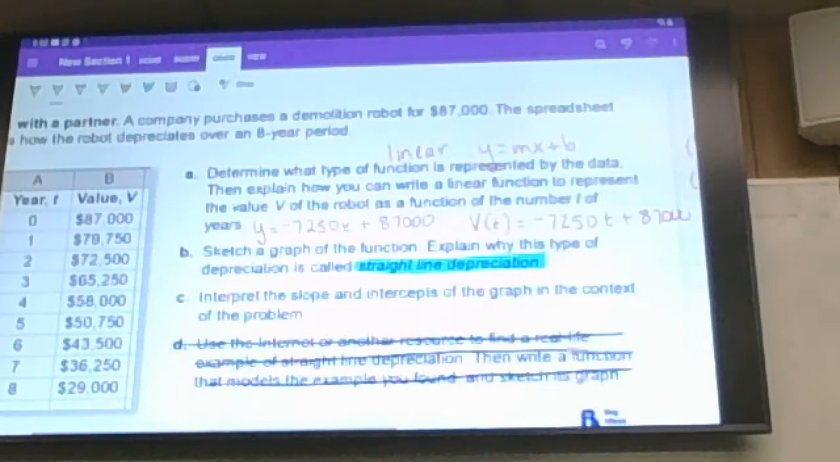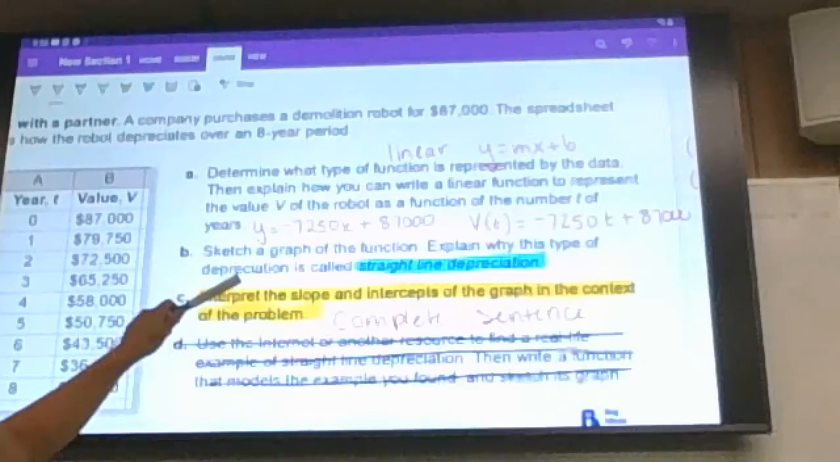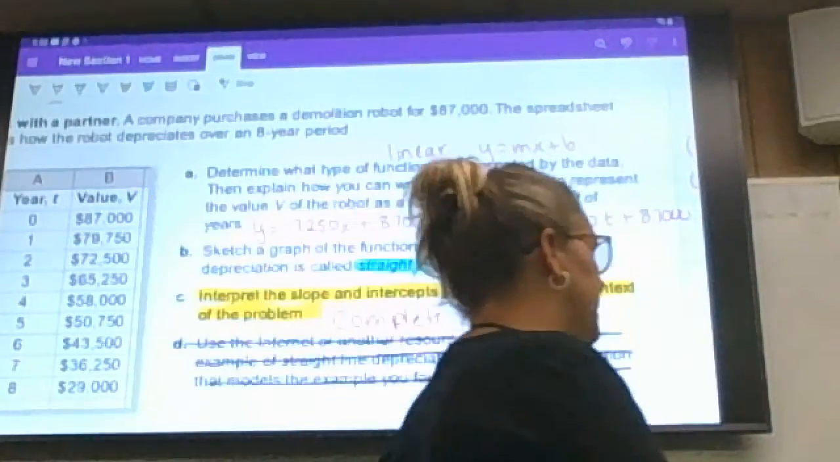Okay, so that's straight line depreciation. This is what's important for today's lesson. You have to interpret the slope and intercepts. This means complete sentence answers. You're going to do this 4 times on your assignment today. If when I walk around and grade it tomorrow, I don't have complete sentence answers, I'm not giving you credit. So can somebody explain what the slope means with this robot?